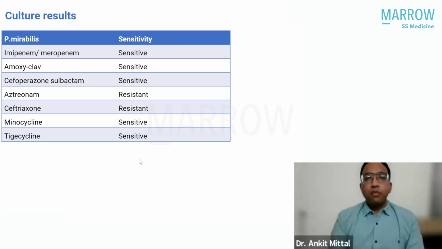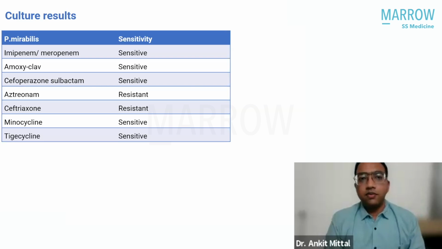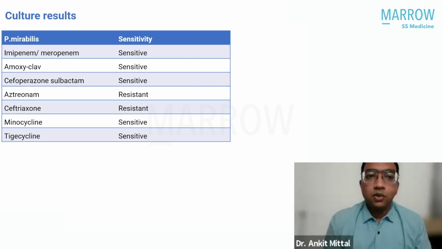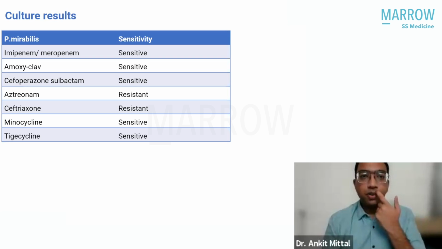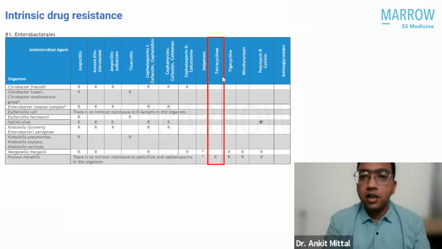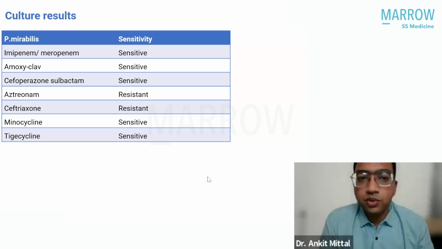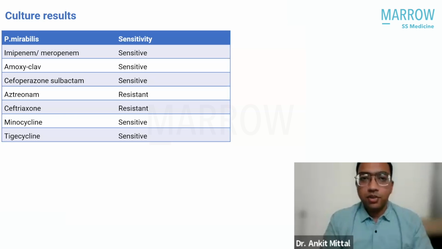Okay, so the problem over here is the lab has reported minocycline, tigecycline for Proteus mirabilis. Now, this brings us to the concept of intrinsic drug resistance. I'll not go into each and every organism. I'm just going to highlight Proteus, where you see it is resistant to tetracyclines and tigecycline. So in this case, you cannot actually use minocycline, tigecycline, even if the lab has reported.